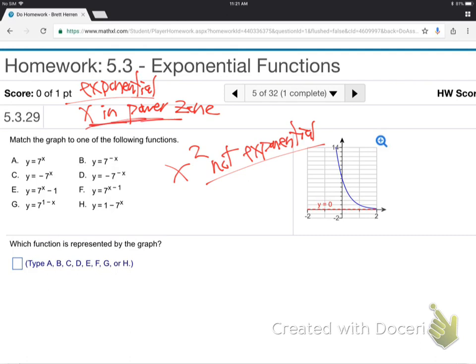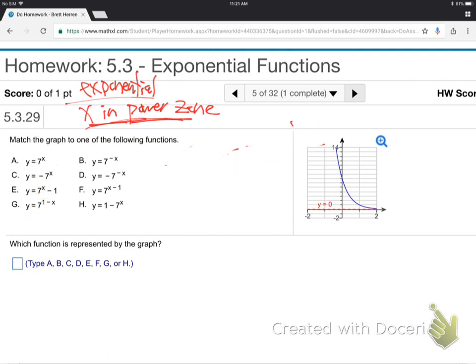So it specifically means x itself has climbed into the power zone. X itself is up there in power. See how all these have x in the power zone? They don't just have powers. They have x itself in the power zone, don't they? All of them. That's what we mean by exponential.